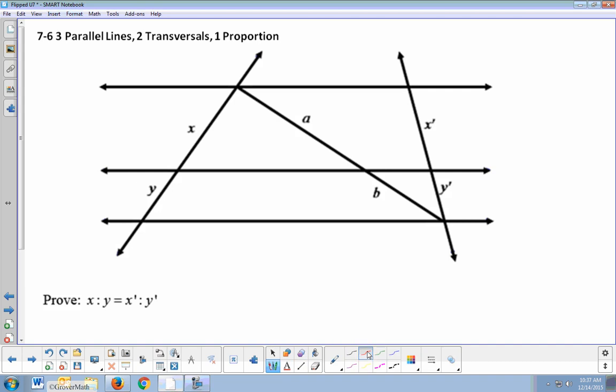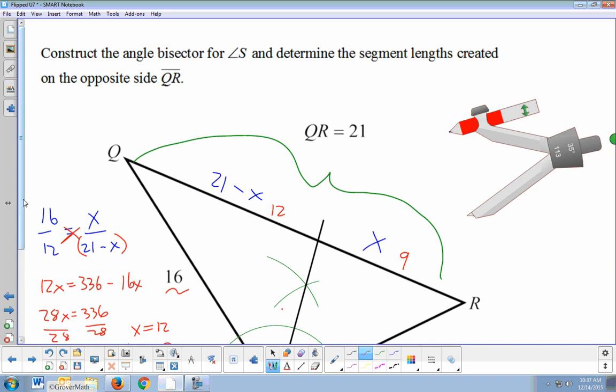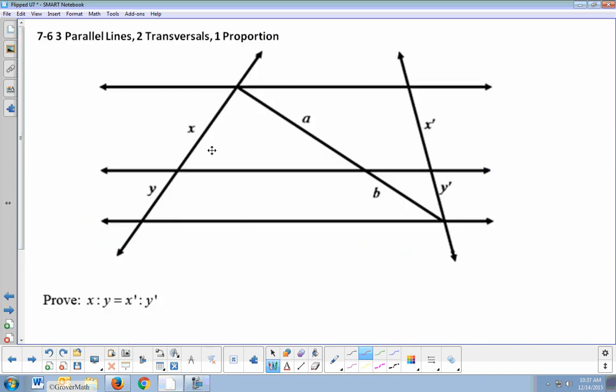This is another instance where we're just going to see some proportions created, common ratios and a lot of cross multiplying. The previous lecture video was about the angle bisector theorem, where we created a proportion to find missing lengths. And we're going to see something similar here.